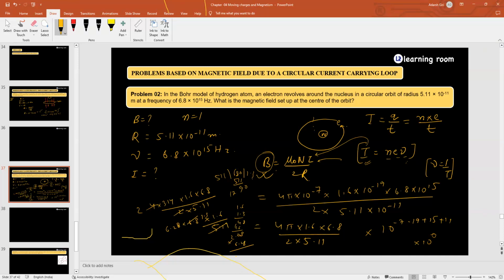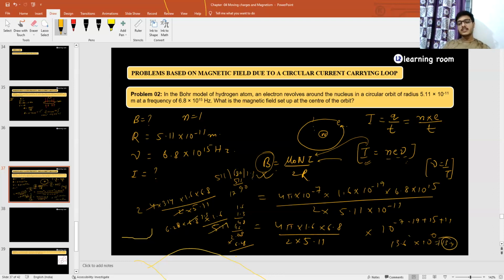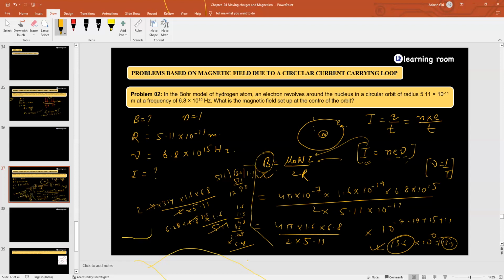Sir, I'm getting 13.64. 13.6. The exact answer that I have is 13.4, but 13.6 is considered. Everyone getting this answer? Agree with my solution? Everyone, write this down. Shall we move on to the next question?